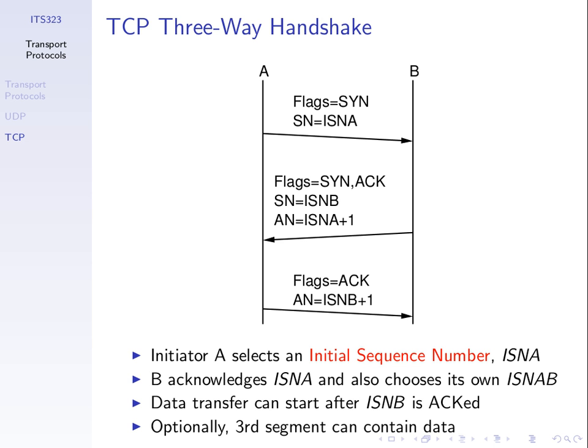This is a special type of TCP segment. It's used to synchronize initial sequence numbers, so we call it a SYN segment. In particular, we set the SYN flag. In this case, the SYN flag is set to 1.